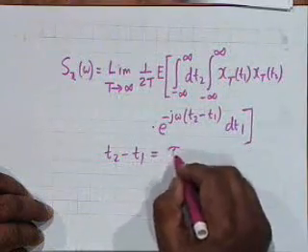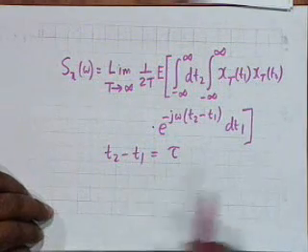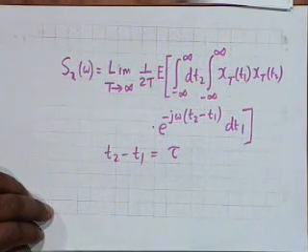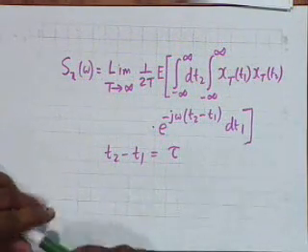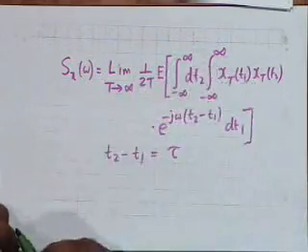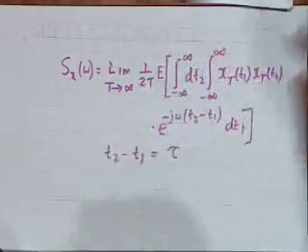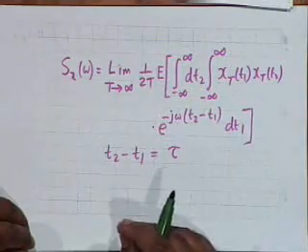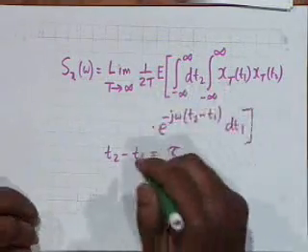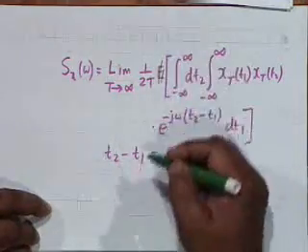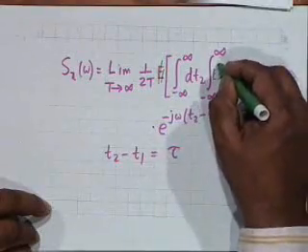Now in this I put now t2 minus t1 as some value tau, and what I do is I change this expectation sign. Expectation sign is over the ensemble, and therefore expectation sign can be brought inside the integral. That is, instead of here I bring the expectation sign here.